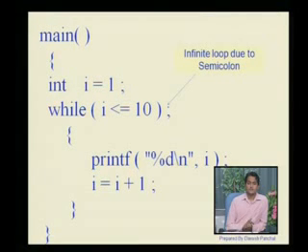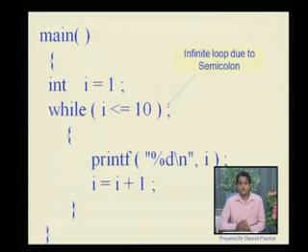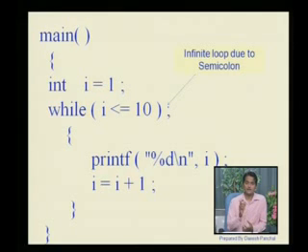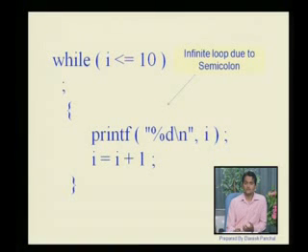Now this is also another example of an infinite loop. Here, at the end of the while statement, the programmer by mistake puts a semicolon. When the programmer specifies a semicolon at the end of this while statement, it will be considered as this. You can see here, the compiler will understand it as a while statement without a body.